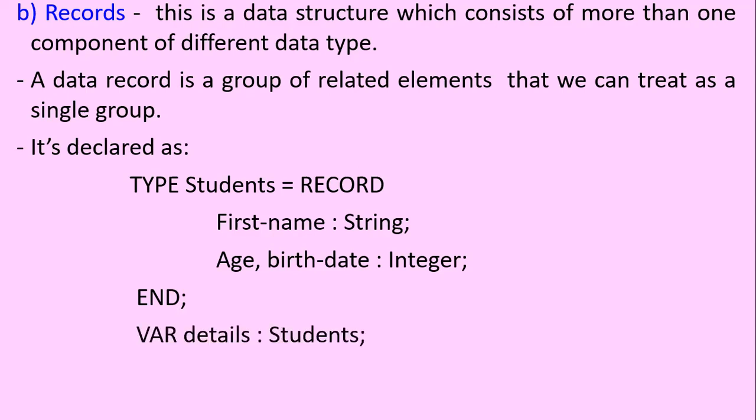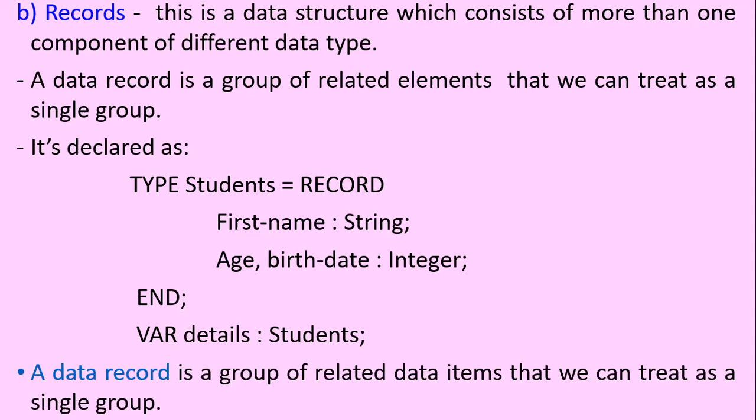And then we have a variable that will enable that definition to be functional. I repeat, type students equals record, first name string, age, birth date of type integer, and end. Normally that is the definition of a record. But then to declare that record, we use a variable. In this case, I am using the variable name details, and the data type is of type students, which is the defined record. So every record definition is followed by a variable declaration of that type. And a data record is therefore a group of related data items that we can treat as a single group.